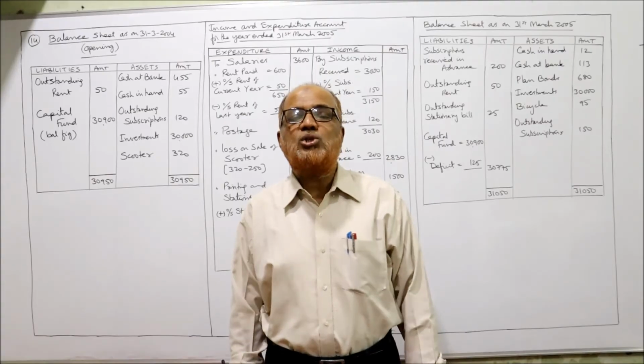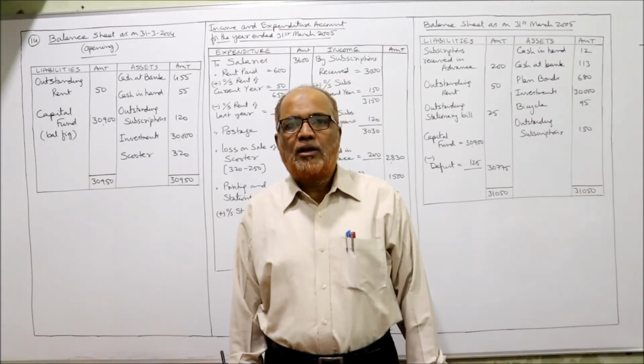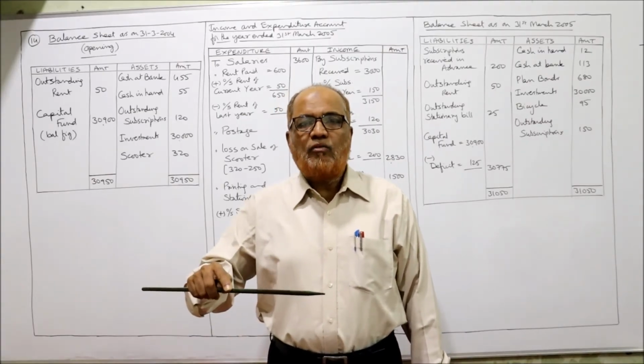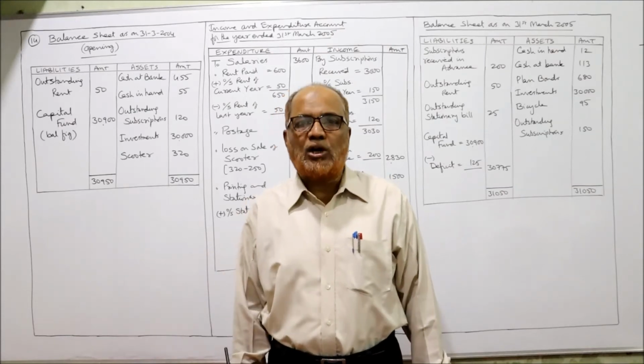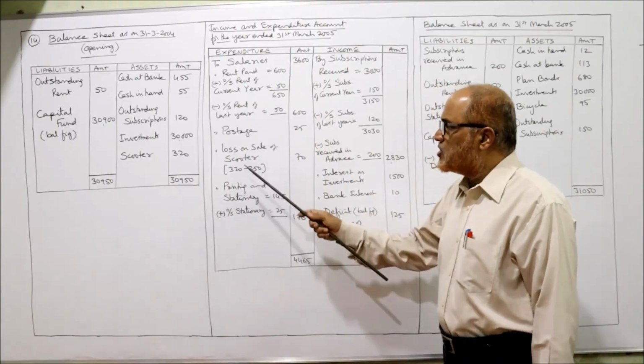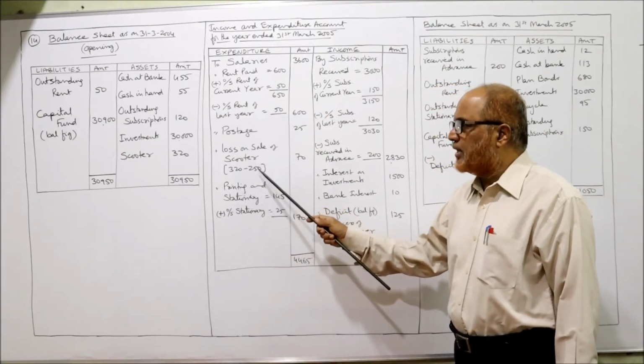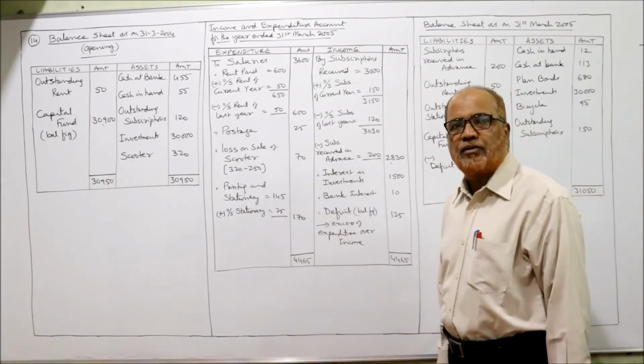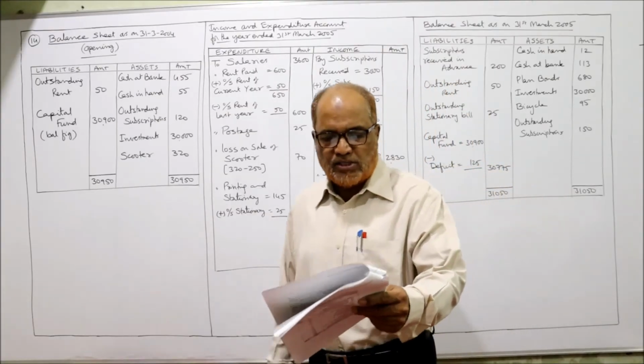So actually book value was 320, so there is a loss on sale of scooter. A 320 rupees scooter was sold for 250, so there is a loss. The loss will be taken on the expenditure side. Expenditure side: loss on sale of scooter 320 minus 250, 70 rupees. That means at the beginning of the year there was a scooter.